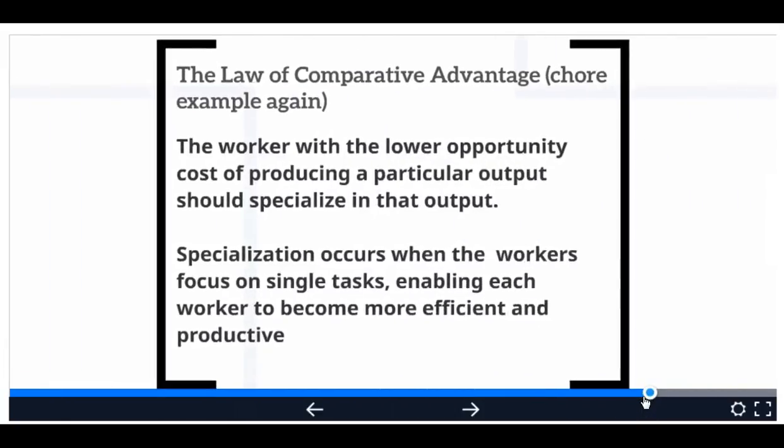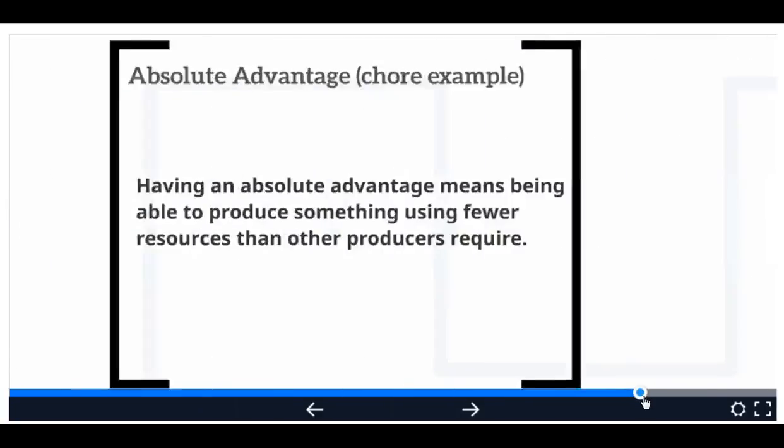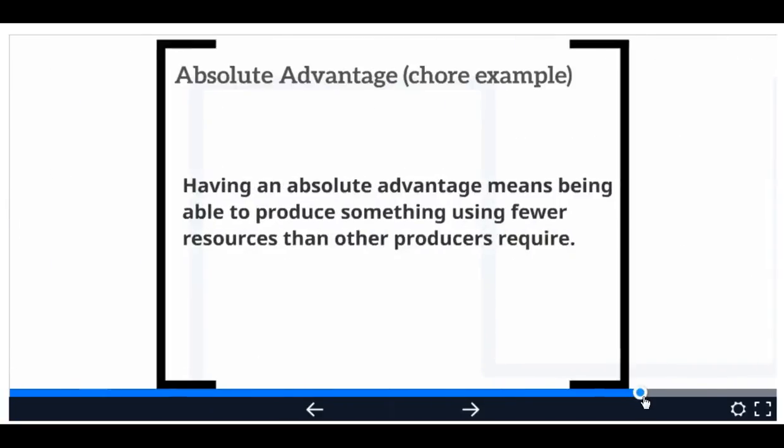Okay, so let's take it one step further. Sorry, I missed one thing. It says fewer resources. The only resources you guys really have in your life is your time. You don't have a ton of money. You don't practice any skills that you can use to purchase other things or trade or barter. So having absolute advantage means being able to produce something using fewer resources, and your resources are your labor time.